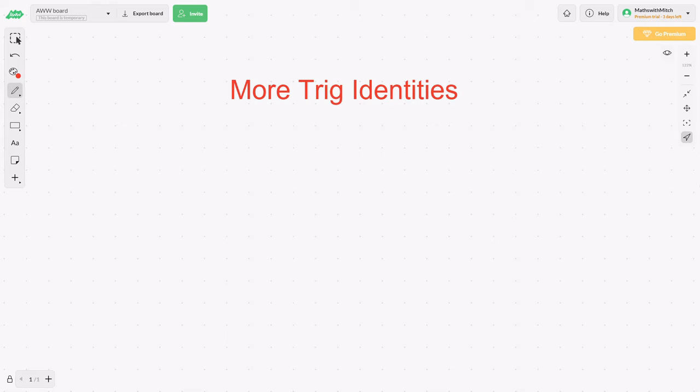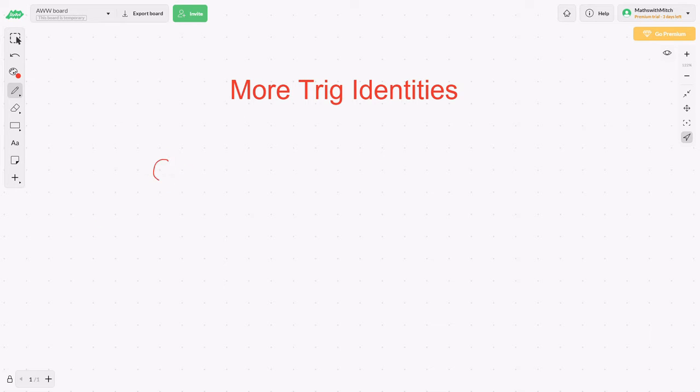Today we're going to be looking at more trig identities that you might use to help you solve some problems. So moving on from the fundamental trig identity that we looked at last time, I'm going to derive a couple more identities, and then you can watch in my next video how we're going to use them to solve things. So let's start with the fundamental identity that we looked at last time.